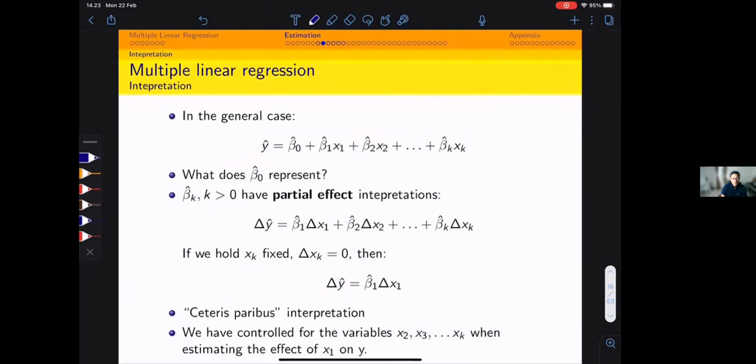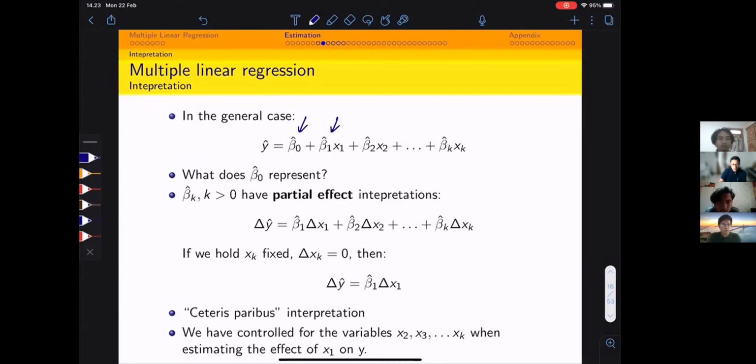Okay, so in the general case, what we get after we do the OLS regression is the estimated intercept, and then the estimated beta one, which is beta one hat, the estimated beta two, which is beta two hat, and the estimated beta three, which is beta three hat, and so on until beta k hat. Now the question is, what does beta zero hat represent?